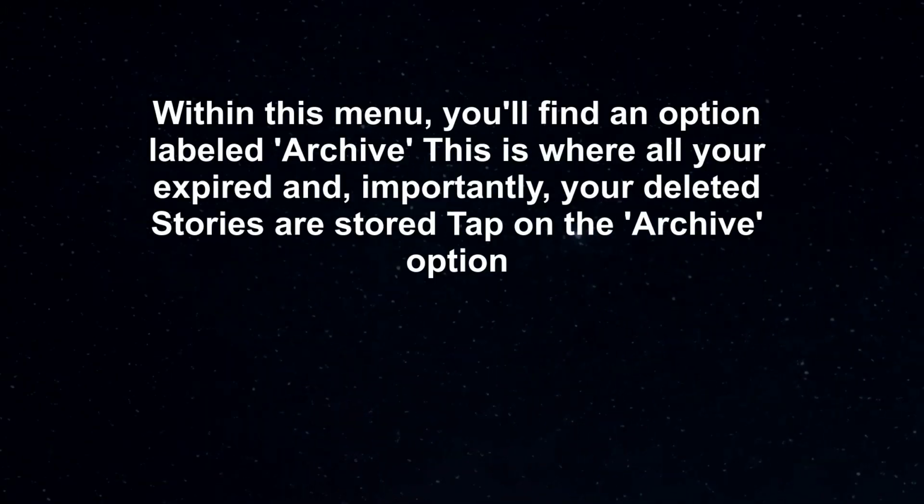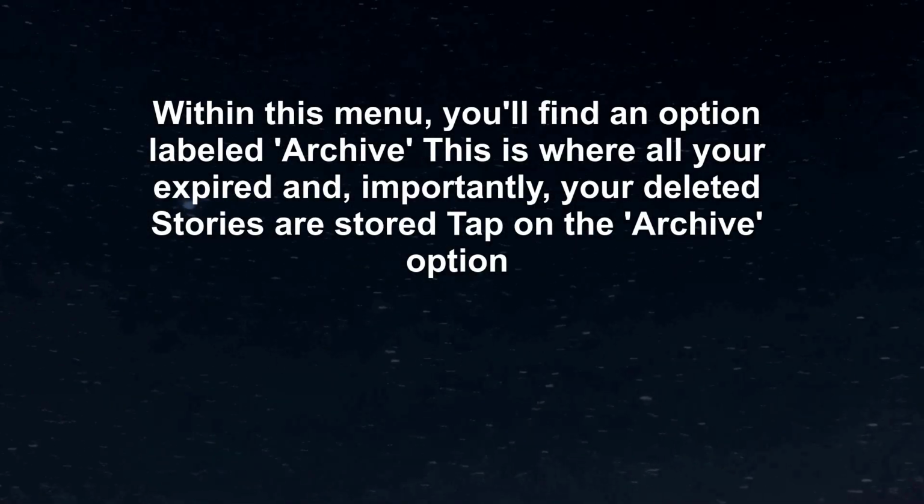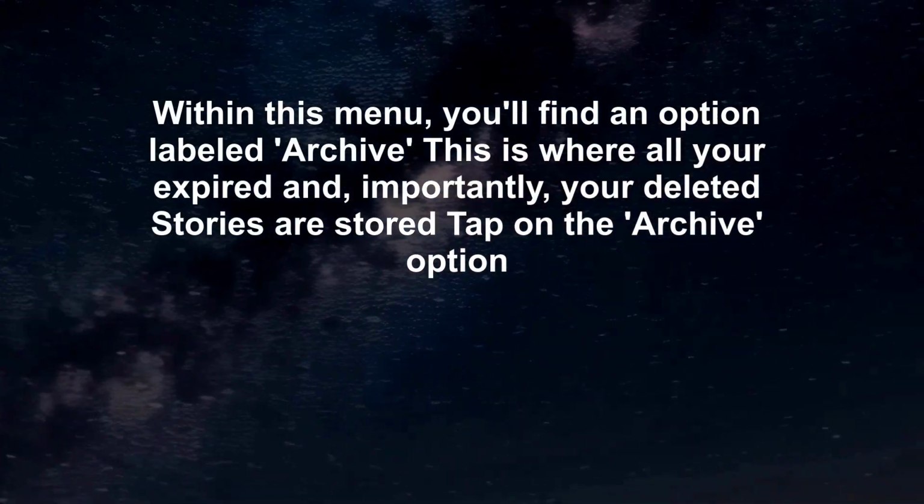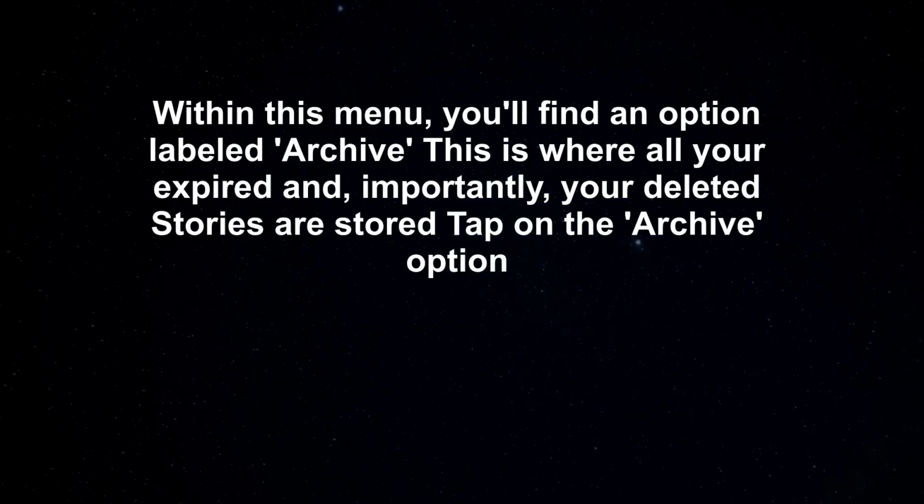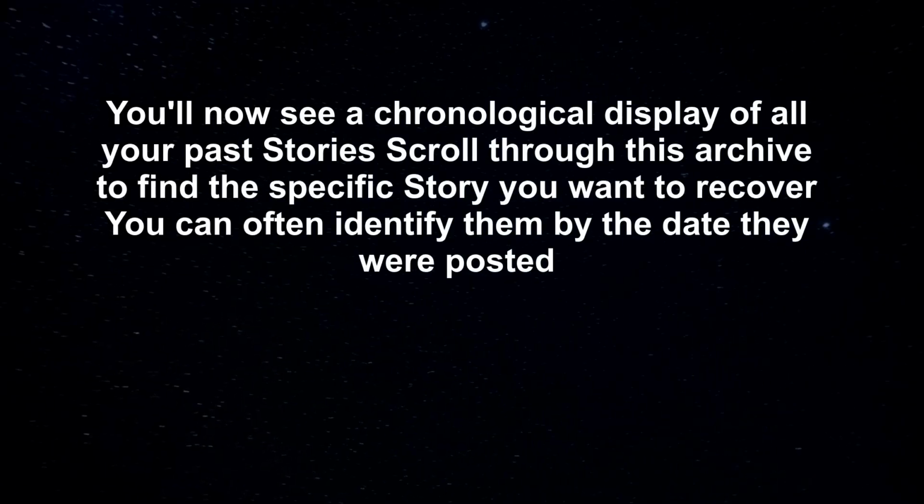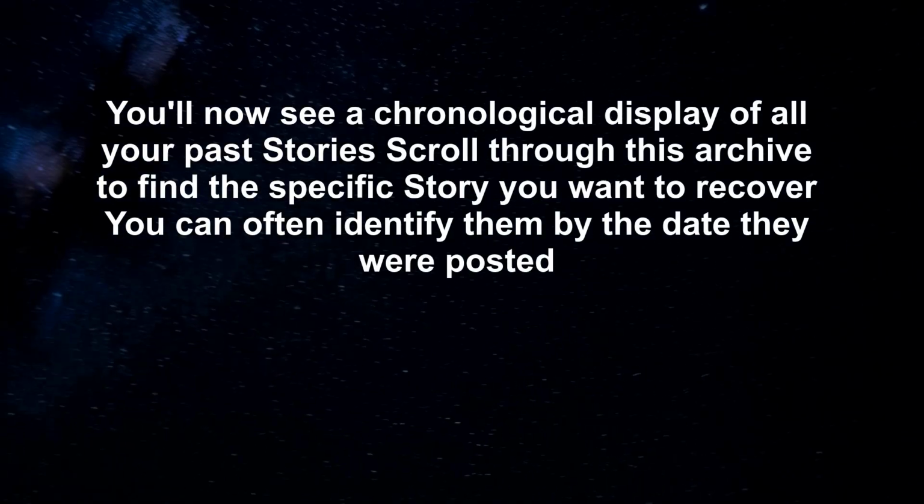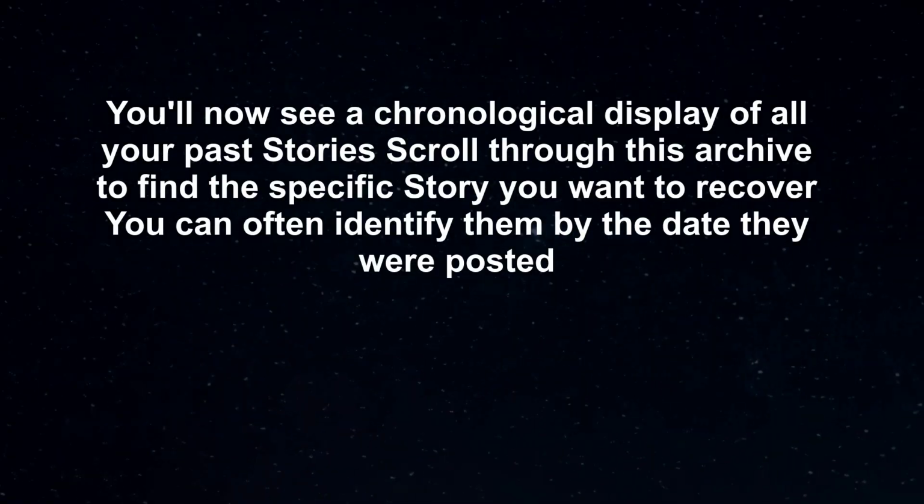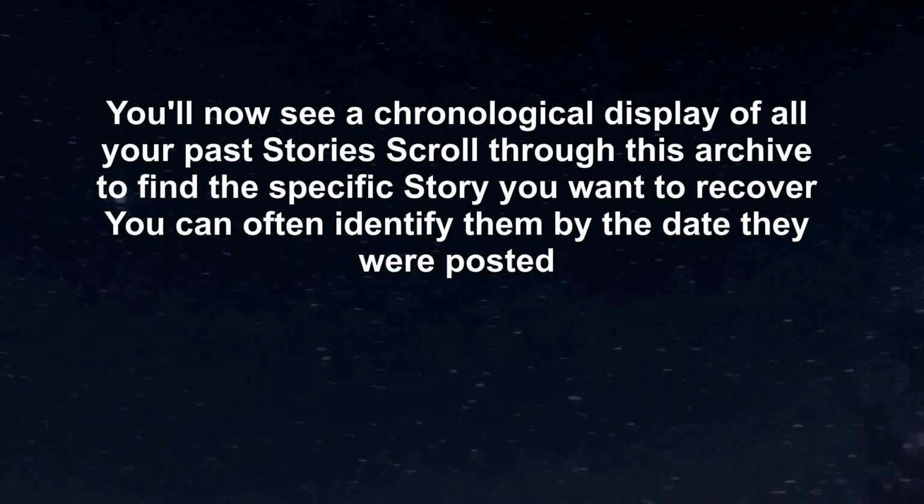Within this menu, you'll find an option labeled Archive. This is where all your expired and, importantly, your deleted stories are stored. Tap on the Archive option. You'll now see a chronological display of all your past stories. Scroll through this archive to find the specific story you want to recover. You can often identify them by the date they were posted.